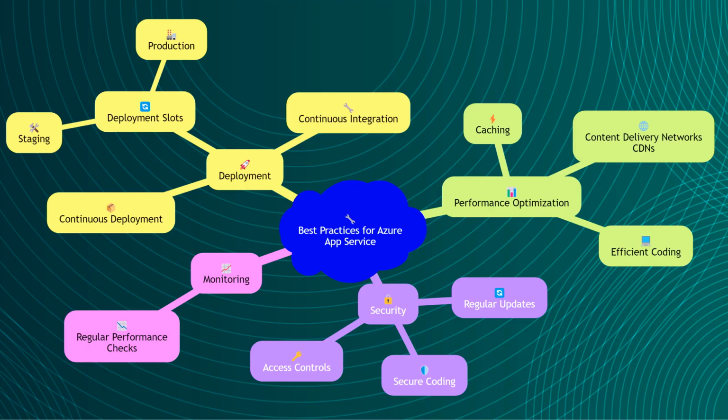To maximize the benefits of Azure App Service, follow best practices such as using deployment slots for staging and production environments, implementing continuous integration and deployment, and monitoring performance regularly. Optimize your app's performance by using caching, content delivery networks (CDNs), and efficient coding practices. Ensure security by regularly updating dependencies, using secure coding practices, and configuring proper access controls. These practices help you build robust, scalable, and secure web apps.